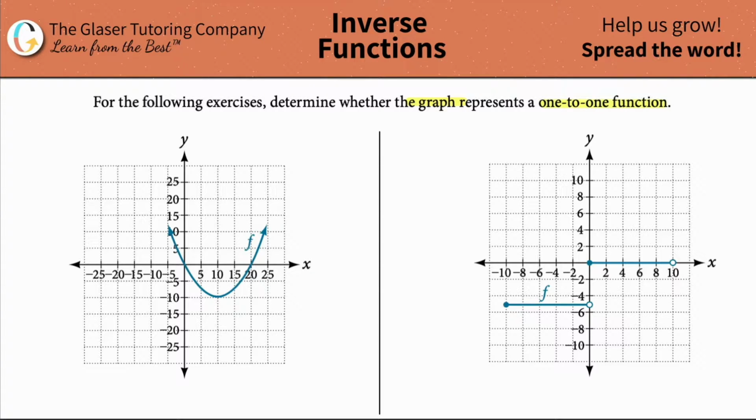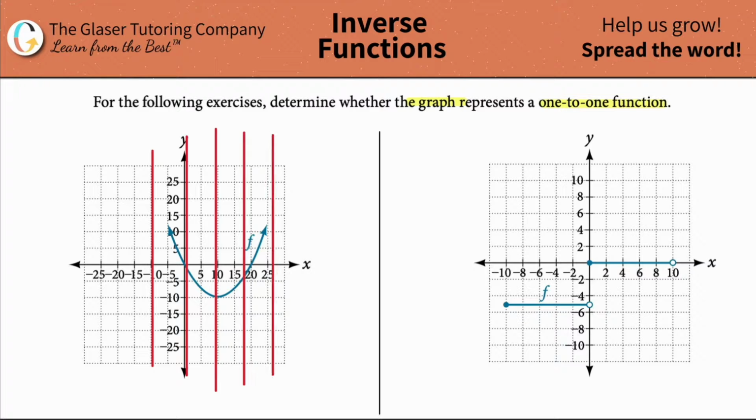So all you're going to do, if this thing in blue represents your function, is draw some random vertical lines across the graph. If each of these vertical lines, let's say we're talking about this vertical line, only intersects the graph at one unique spot, then the function is a one-to-one function. Now, technically speaking, all of these vertical lines should only intersect the graph at one specific location.